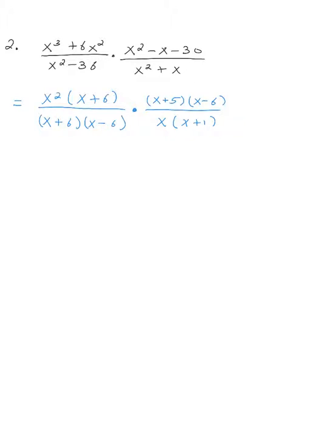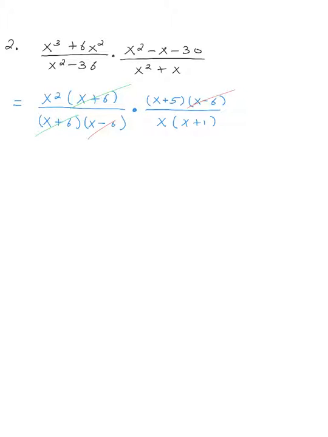There's no extra step to add in, only to cancel all the common factors. I see this x plus 6 cancels with that x plus 6. I have an x minus 6 that cancels with that x minus 6. I can't cancel the x plus 5 or the x plus 1.